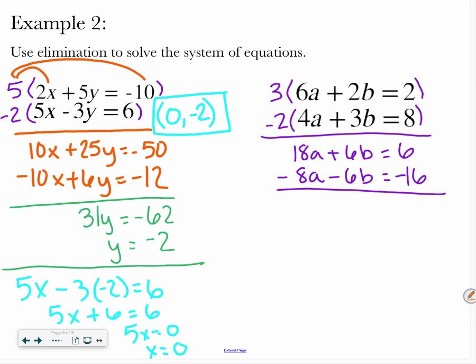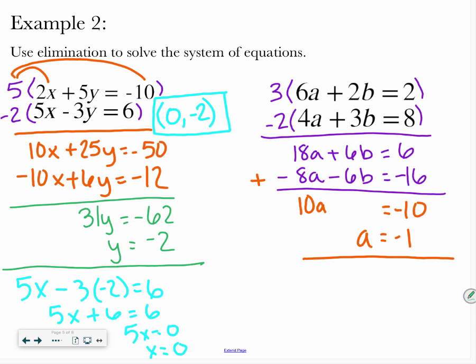From there I keep going. 18a, I'm adding, plus a negative 8a is 10a. 6b plus a negative 6b is 0. 6 plus a negative 16 is negative 10. So a equals negative 1.